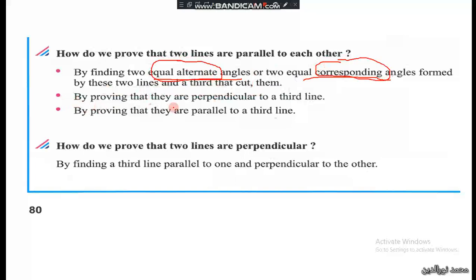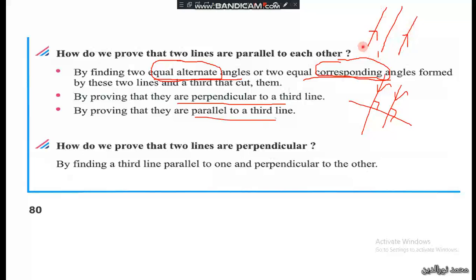And by proving that they are perpendicular to a third. So if I have a line perpendicular and then perpendicular, both perpendicular to the same line, then they are parallel. And by proving that they are parallel to a third, meaning if I have this line 1, 2 parallel to 1, 3 parallel to 1, then 2 and 3 are parallel. They are both parallel to a third line.